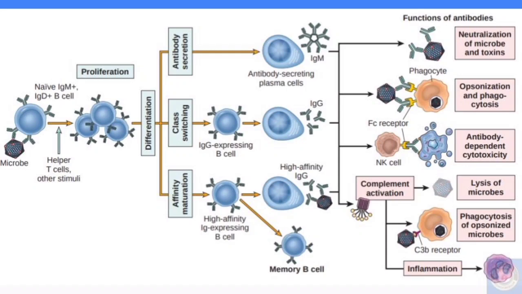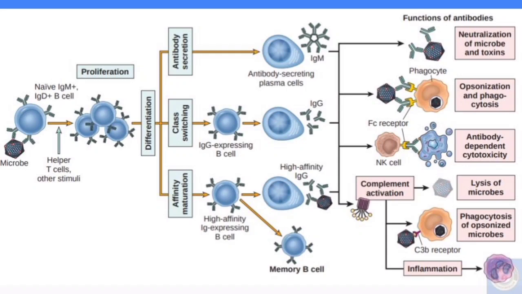Similarly, there is another process known as affinity maturation. In this process, those B cells that are expressing high affinity immunoglobulin or high affinity antibody against that antigen will survive, and this occurs through a process known as somatic hypermutation, in which through favorable mutations, such a receptor antibody is generated which has higher affinity towards that antigen.